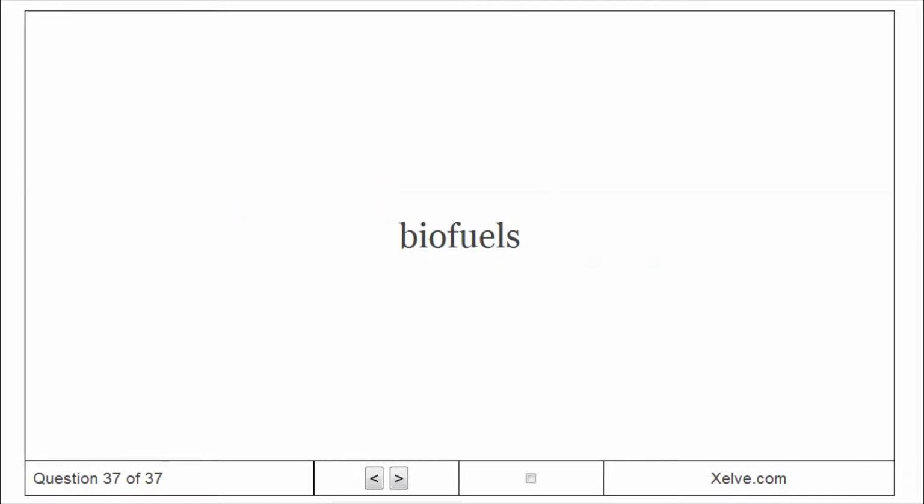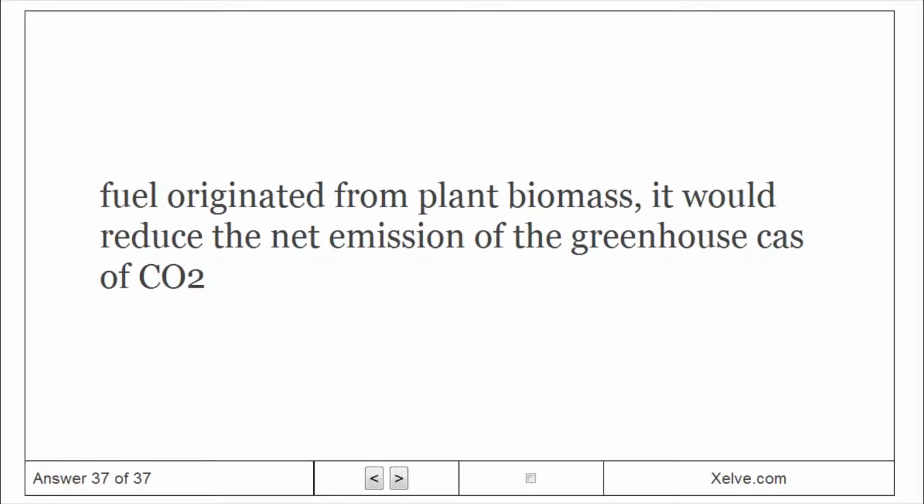Biofuels. Fuel originated from plant biomass. It would reduce the net emission of the greenhouse gas CO2.